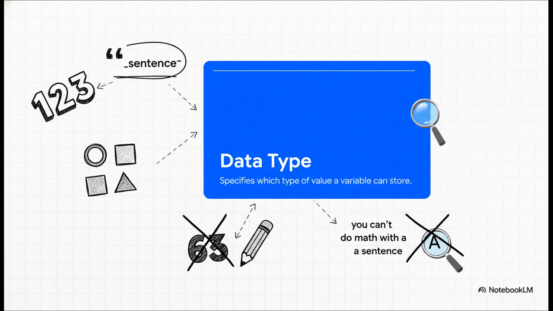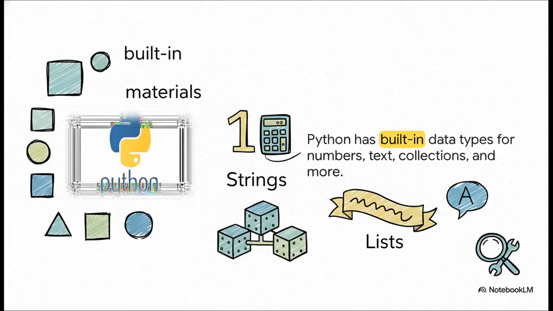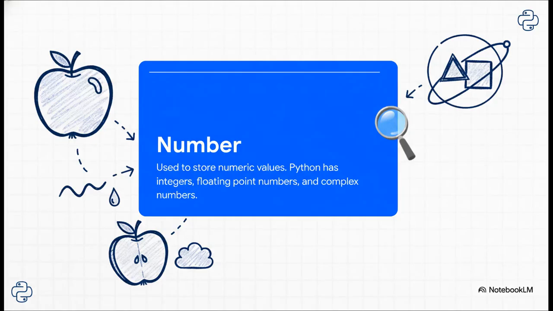Knowing the type is absolutely crucial because you can't do math with a sentence and you can't capitalize a number. The cool thing is Python gives you a bunch of these materials right out of the box. We're going to focus on the three you'll be using all the time: numbers for all your math, strings for handling any kind of text, and lists for keeping your data organized in collections. First up, numbers. This one's pretty straightforward.